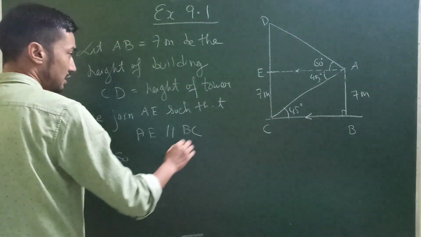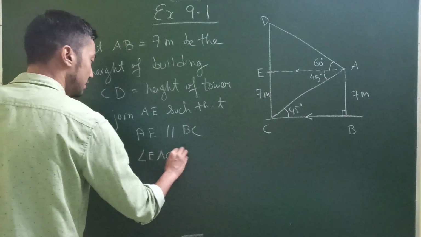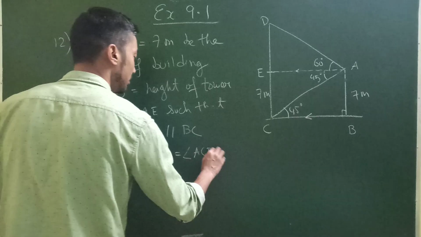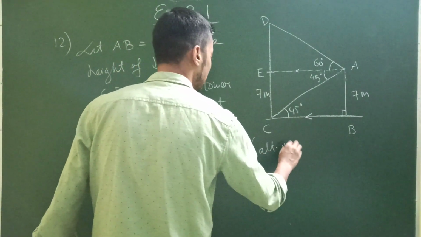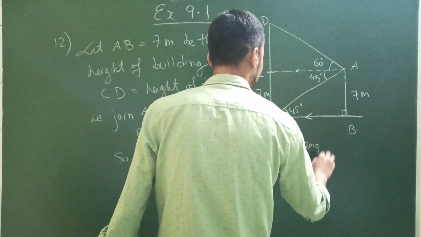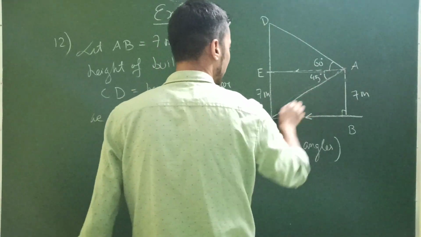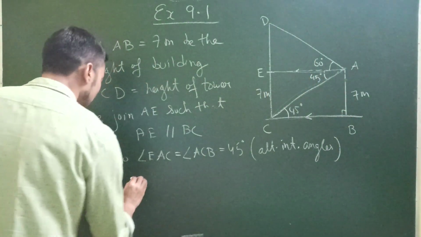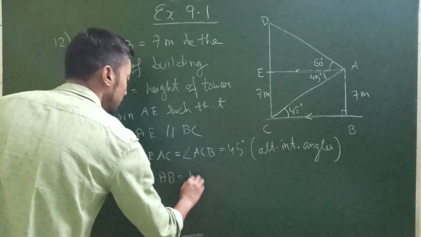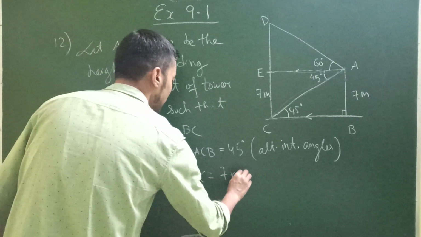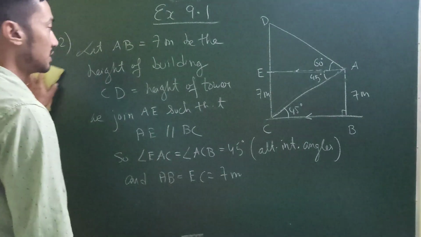But anyway, let's discuss the alternate interior angles first. Angle EAC will be equal to angle ACB, which is equal to 45 degrees, because they are alternate interior angles. And also AB would be equal to EC, which is equal to 7 meters. We are going to need all of this information before we solve.